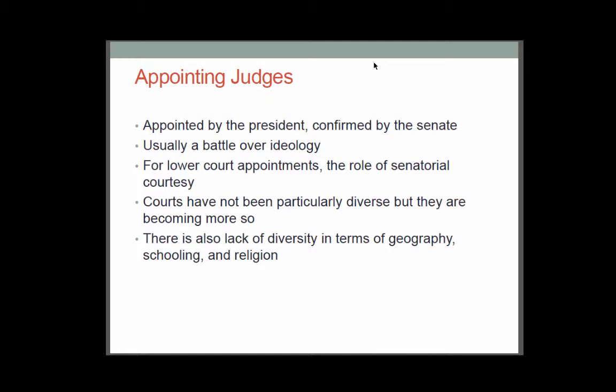Appointing judges can be a very contentious activity for the President of the United States trying to get this done. It usually involves a very large, heavy battle.